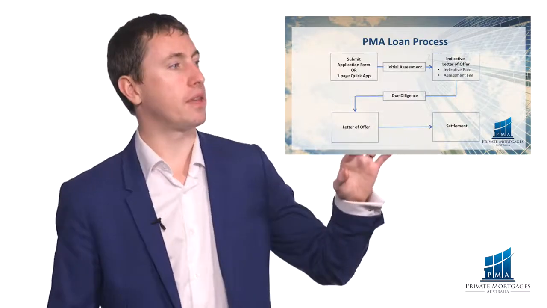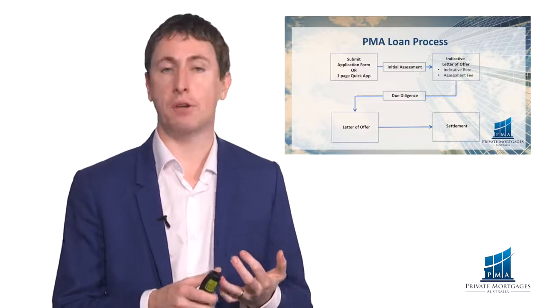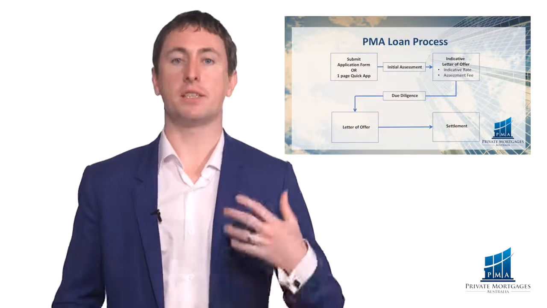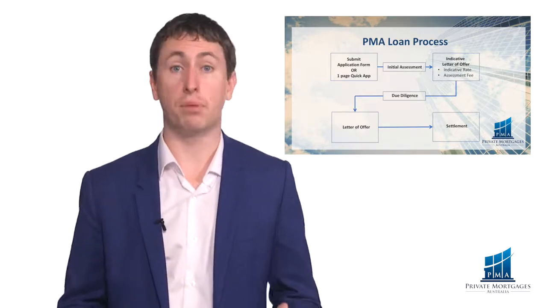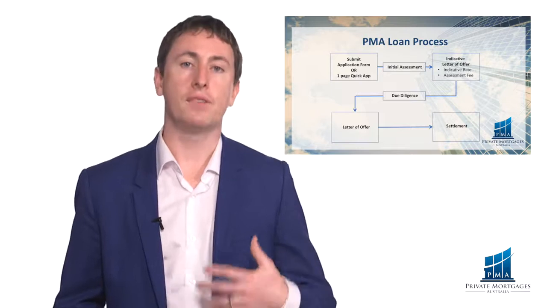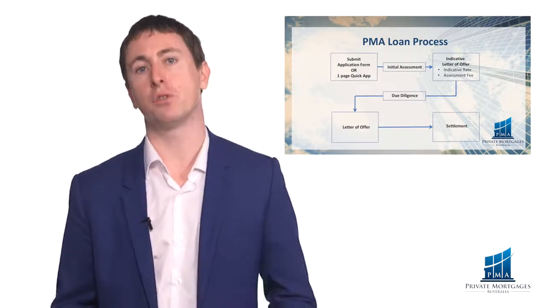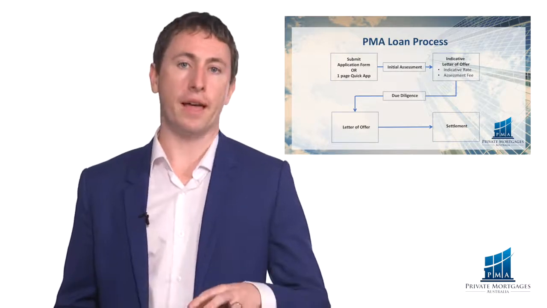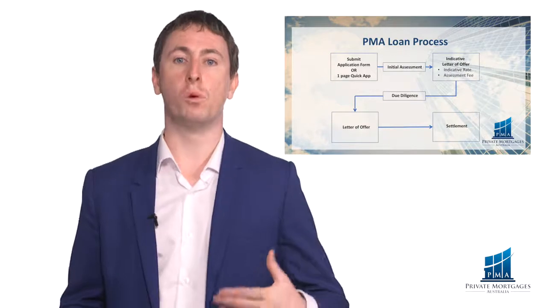Once we get the indicative letter of offer, that'll have the indicative interest rate. It also has how much the assessment fee is. The assessment fee is usually $550 to $770 based on the complexity of the transaction, and that covers our cost of doing title searches, credit checks, desktop valuations, those sort of things. Once we've got that accepted, we then conclude our due diligence and issue the formal letter of offer.